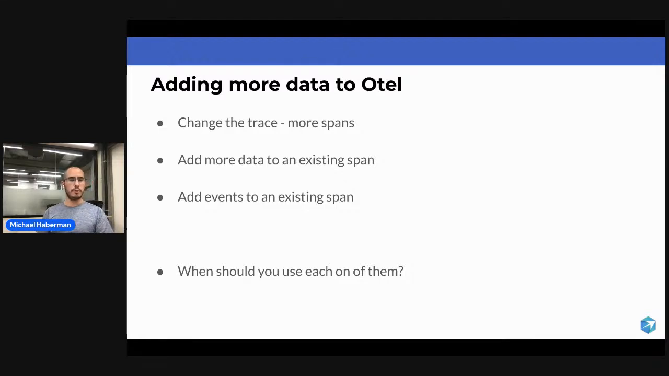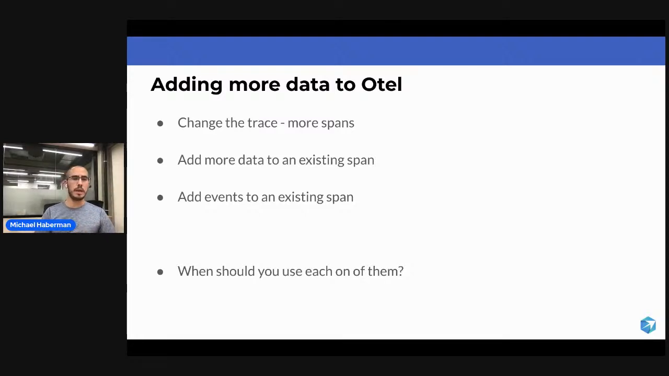So let's talk first about adding more data to OpenTelemetry. I'm referring currently to auto-instrumented data and traces that are generated automatically, but you want to add something new. So you have three different options.